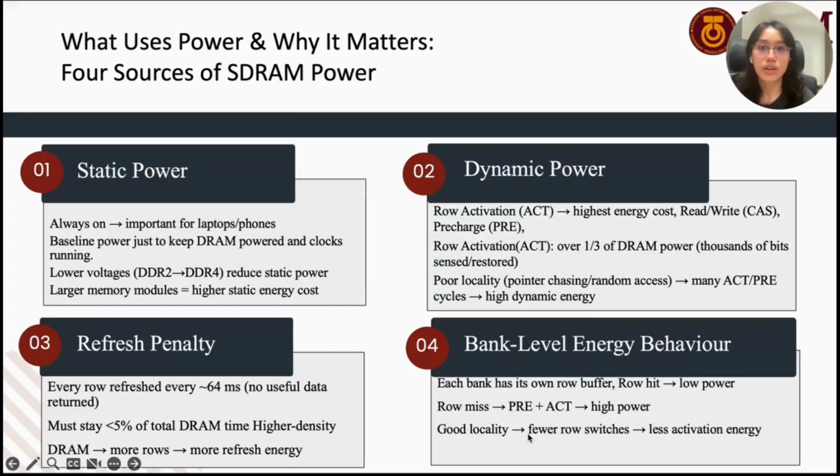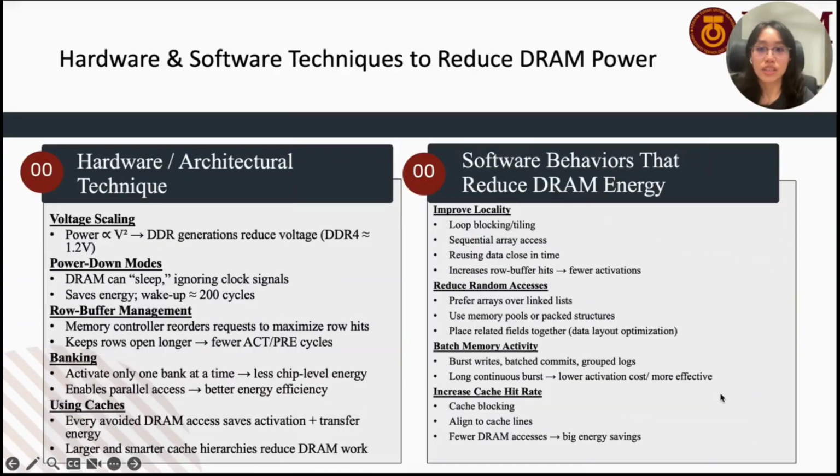Lastly, bank level energy behavior. It is cheap when there is good locality, so there are fewer row switches, and then less activation energy.